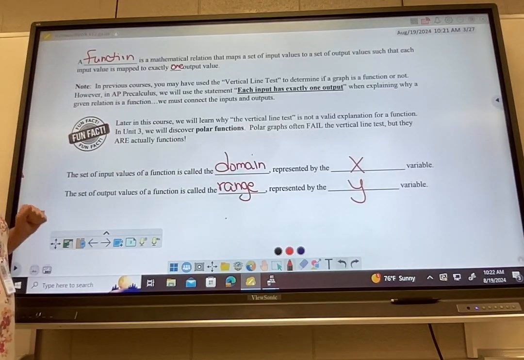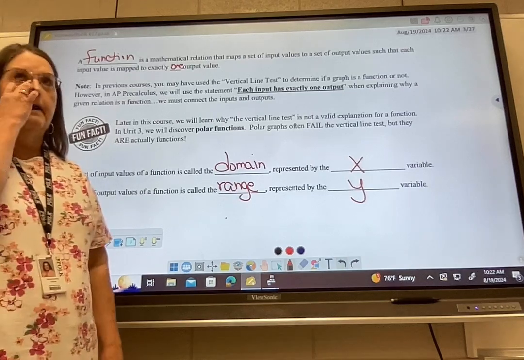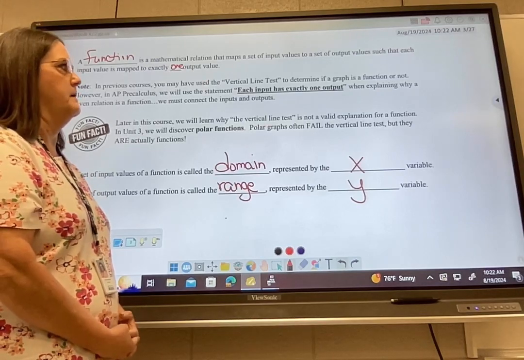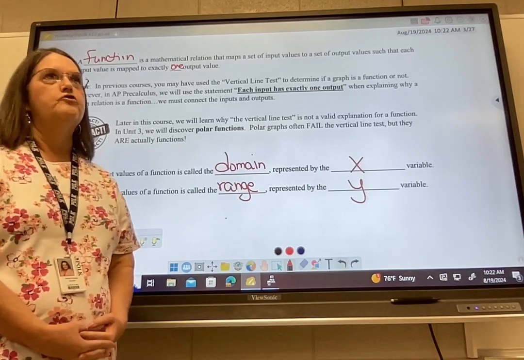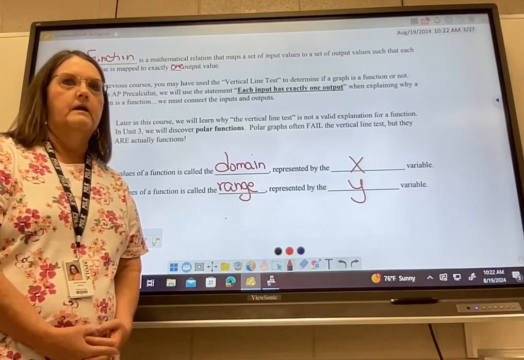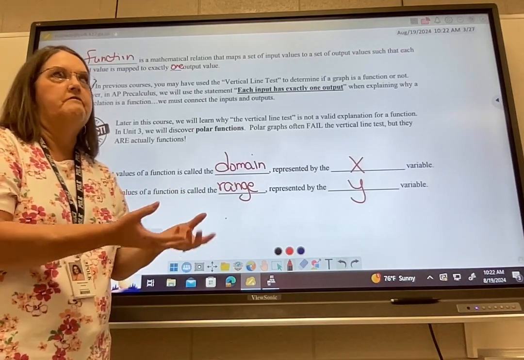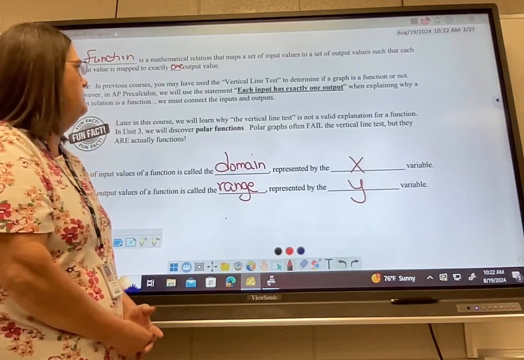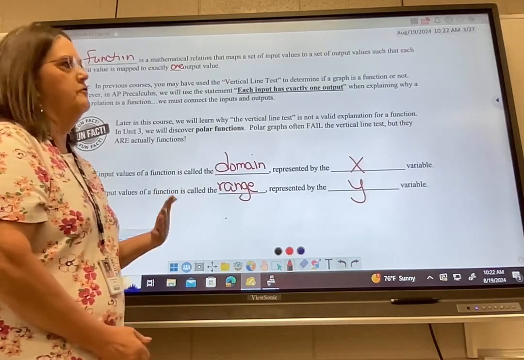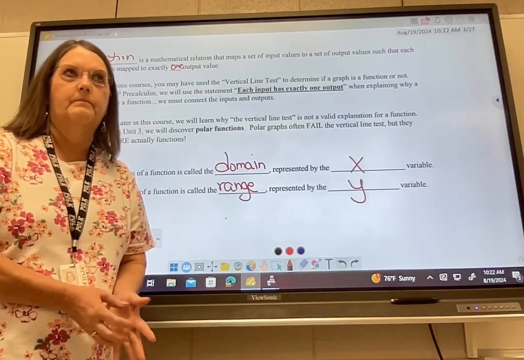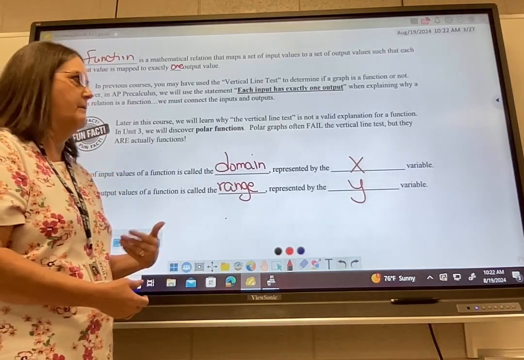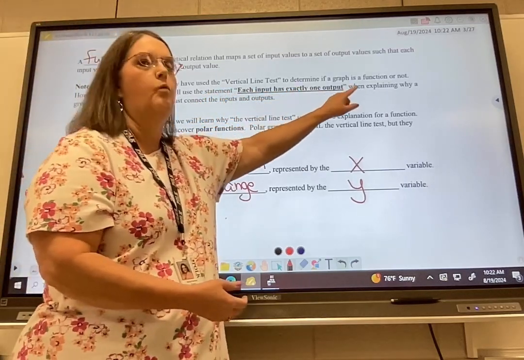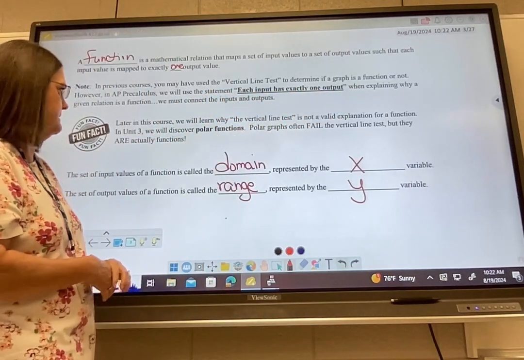So remember what I said about the AP exam: if you're answering a free response question, you cannot put down as your reason for a relation being a function that it passes the vertical line test. That is no longer acceptable. And you'll understand why when we get further along in AP Pre-Cal. It'll become apparent why we can't do that. But you need to say that each input has exactly one output. That's what you need to say.